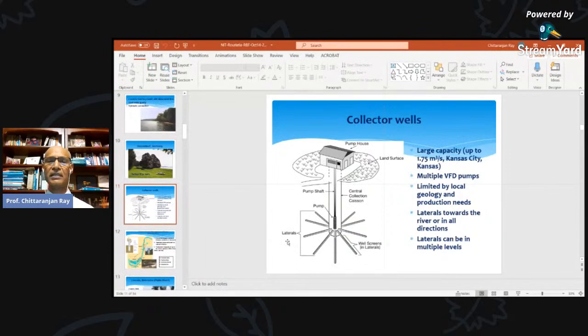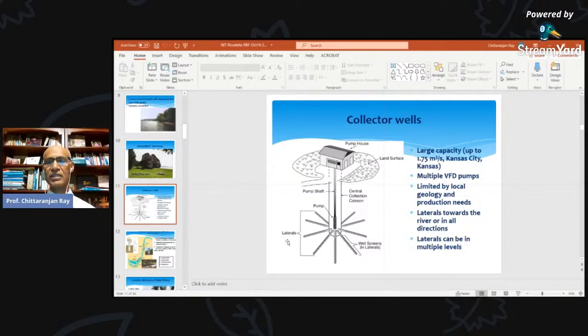And in the US, they use what is called a collector well. They dig a large diameter well, maybe about 4, 5, 6 meters. And once they come to the desired depth, they put horizontal pipes. And they have a large pump sitting inside. And then they pump it out. So one such well in Kansas City, Kansas, can pump up to 1.75 cubic meters per second. Many of them use multiple variable frequency drive pumps.